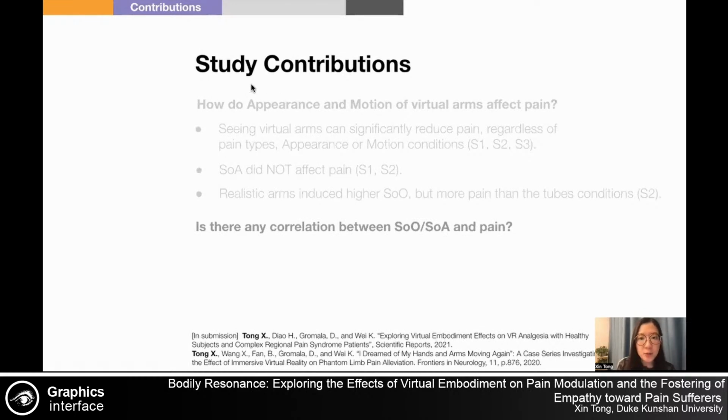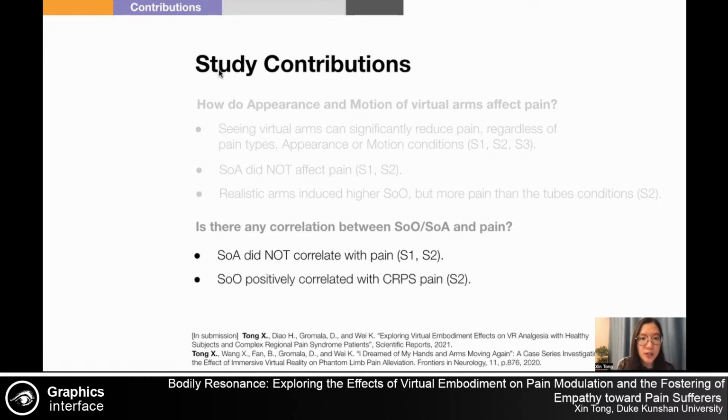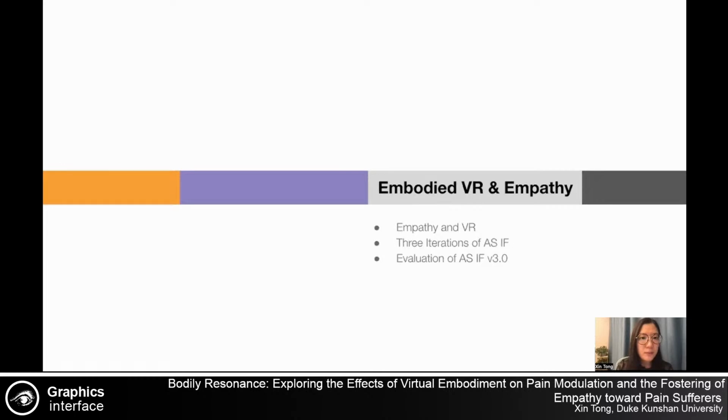To answer my second research question about the correlation between ownership and pain and between agency and pain, I did not find any correlation between agency and pain, but I found a positive correlation between ownership and pain. In other words, the higher ownership CRPS patients felt, the more pain they perceived.